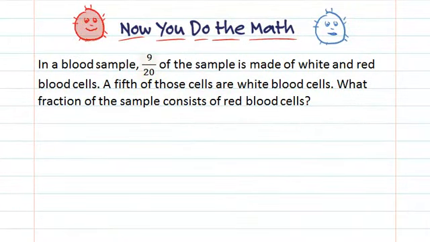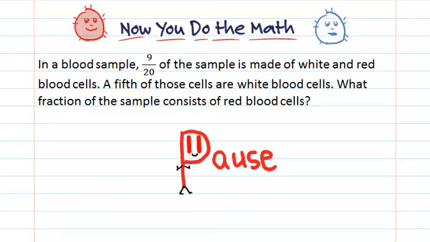In a blood sample, 9/20 of the sample is made up of white and red blood cells. 1/5 of those cells are white blood cells. What fraction of the sample consists of red blood cells? Pause the video, and now you do the math.